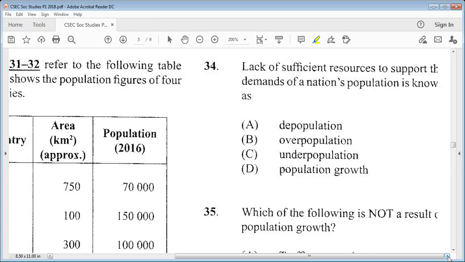Underpopulation, we know that it is having to do with insufficient people. It's a very small population. And we know population growth. We know that the world's population growth is always, as long as the birth rate continues to exceed the death rate, then we know that the population growth will continue to grow. So right away, we know that our answer is B, overpopulation.